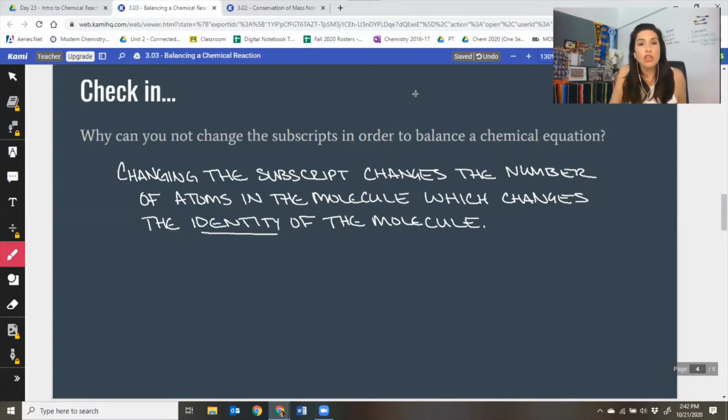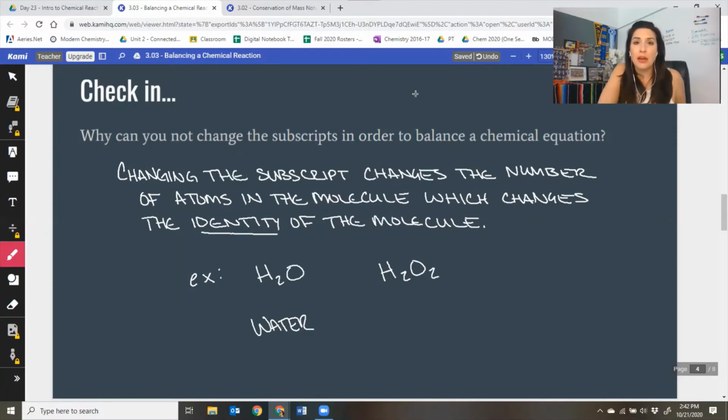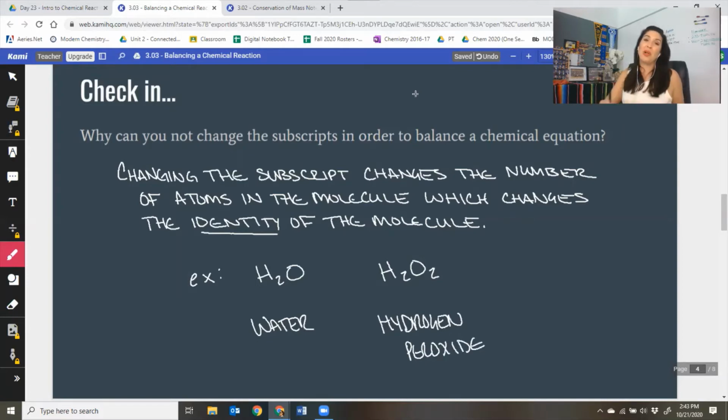Because if you were to change the subscripts on a molecule, it would change the number of atoms in that molecule, and thus it would change the identity of that molecule. Here's an example. Let's say I was doing a balancing reaction and I needed to have two atoms of oxygen. Well, this compound is water. I cannot put a 2 there because I will have a completely different molecule. In this case, it's hydrogen peroxide. And that is a completely different molecule than water.